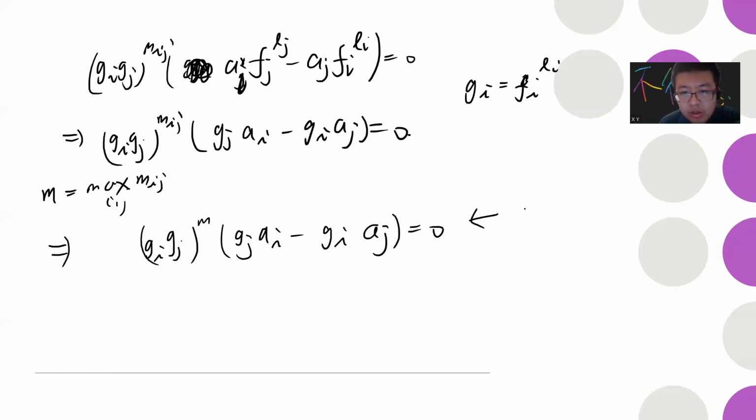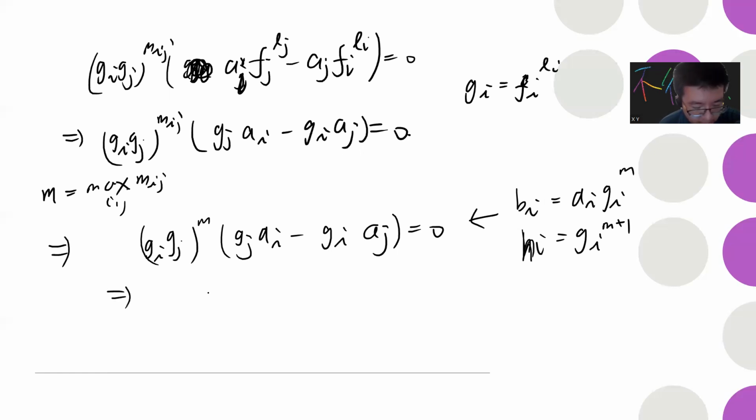Now let's define b_i to be a_i g_i^m, and h_i to be g_i^{m+1}. Combining these two, what we have is h_i b_j equals h_j b_i.